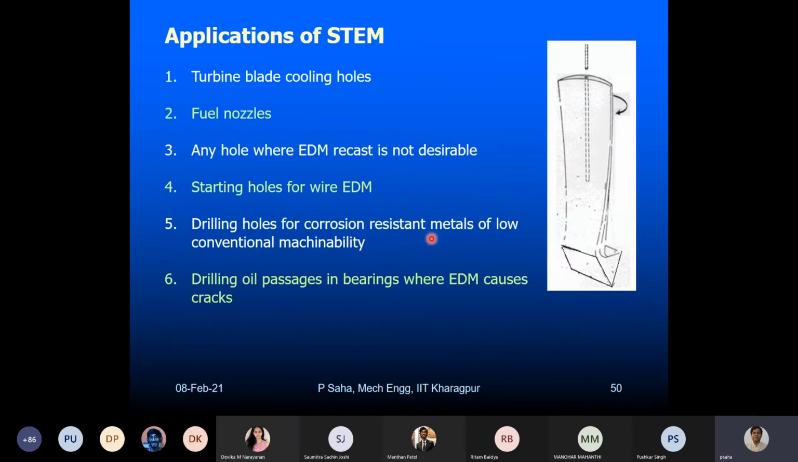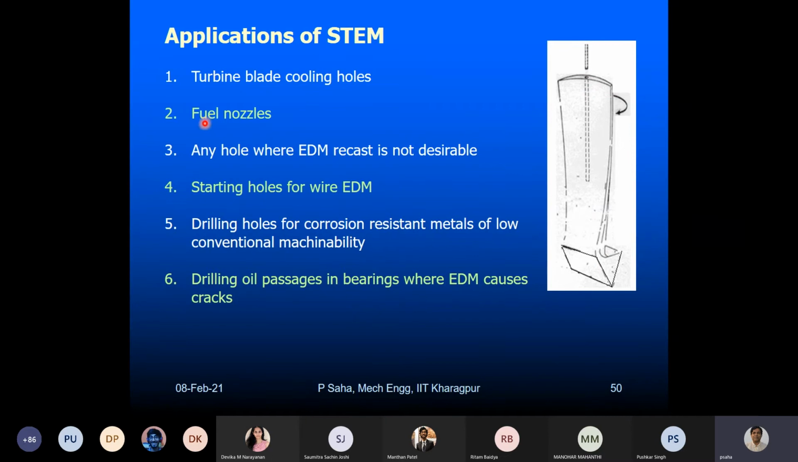So, applications of shape tube electrochemical machining. One example I have given you is turbine blades on a rotor. A number of such blades will be there, all having some profiles, and the cooling holes have to be generated.